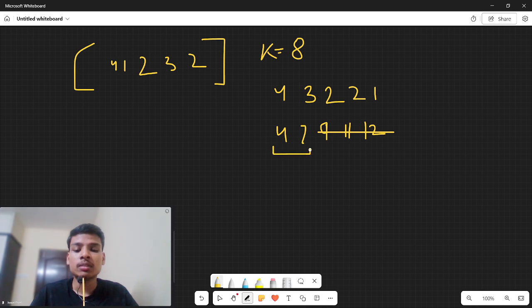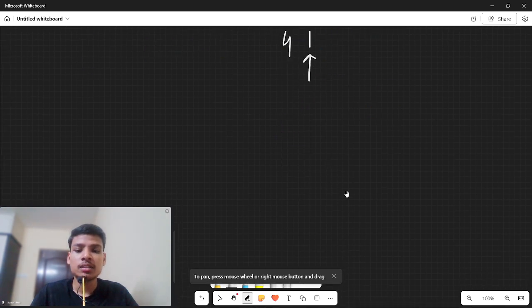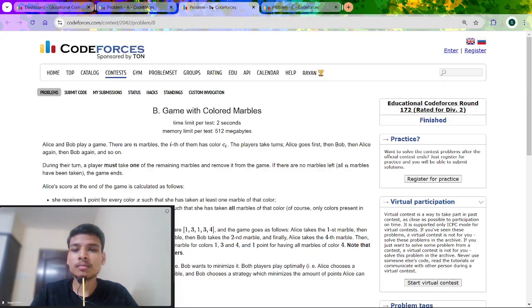So I will just delete them. For the remaining numbers which are smaller than or equal to k, just find the minimum difference between that number and k. The minimum difference will be your answer, because you will be adding that number of coins to that particular chest. In this case, the difference here would be 4, and the difference here would be 1. So the minimum difference is 1, which means I will add 1 coin to this particular chest, 3. So that's the answer.